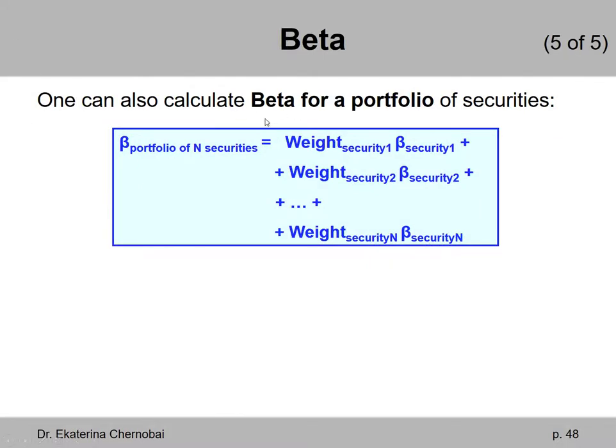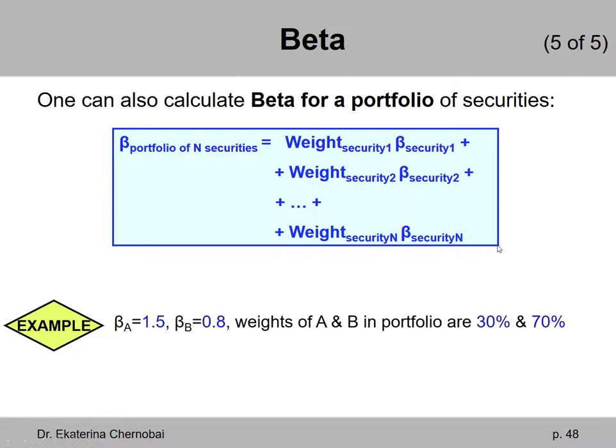Can we calculate beta for a portfolio, let's say 2 or 3 or more stocks? Yes, we can. It's just the weighted average of individual stocks' betas. So the weight of security number 1 multiplied by its beta plus the weight of security number 2 multiplied by its beta, and so on. So the number of products in the sum equals the number of stocks in your portfolio.